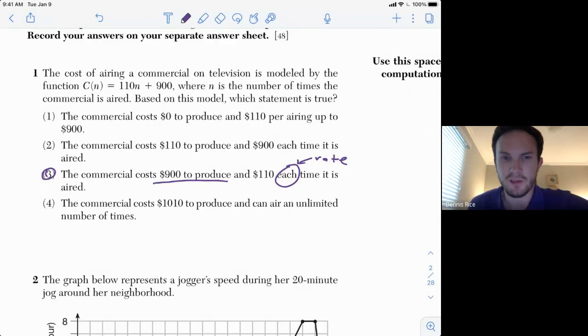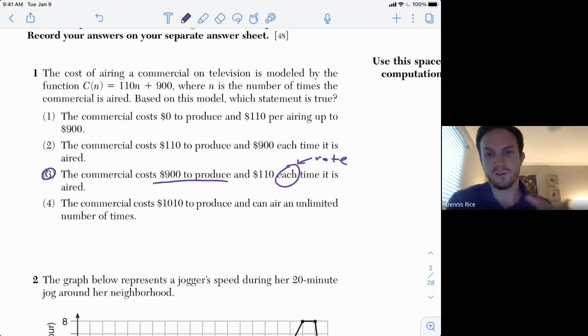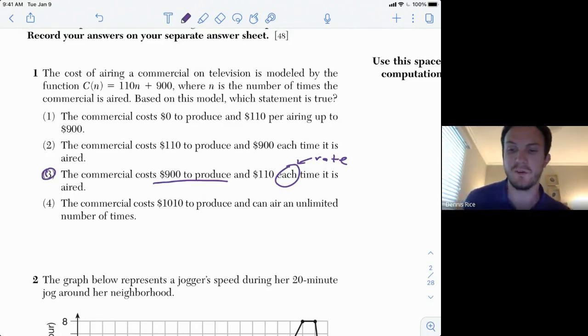If you look through some of the other choices, choice one, $0. I'm not sure why you'd say that. Choice four also doesn't make any sense. So it's really between 2 and 3. And number 2 just switches up what's the y-intercept and what's the slope, right? Slope, we're looking for per each, that indicates some sort of rate that occurs over and over again.